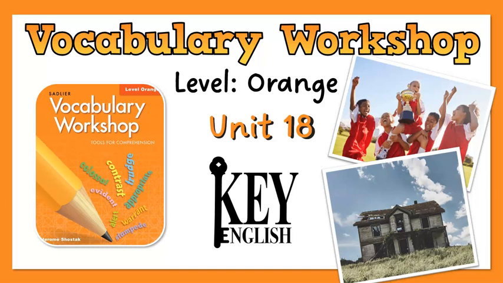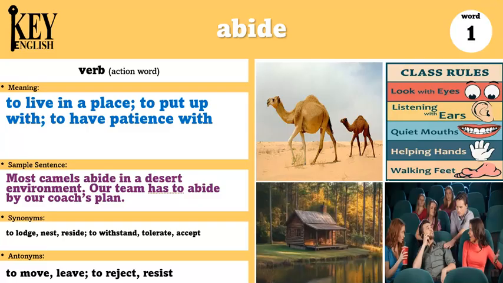Hello everyone! In this video, we'll go over the Vocabulary Workshop Level Orange Unit 18 words. You can follow along at home using your book. Let's get started! Our first word is abide.